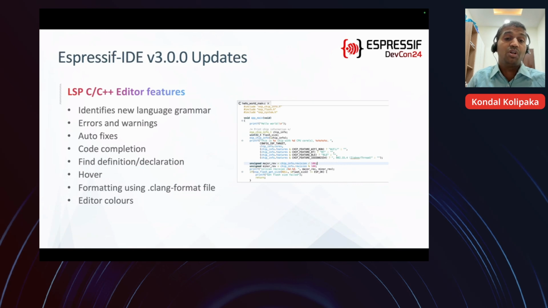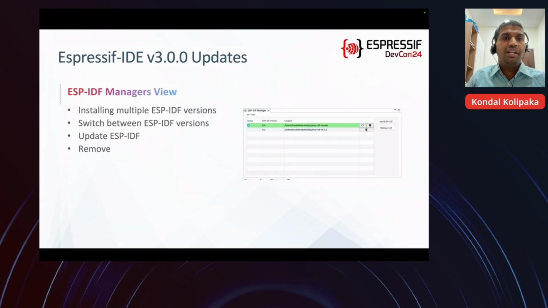So if the user wants to make any color changes for the code or the editor, this can be achieved using the Eclipse text editor preferences. Another important thing we did as part of the ESP-IDF Manager view is installing multiple versions. Earlier, when I was talking to multiple customers and users, they had a requirement for managing multiple ESP-IDF versions. So we have built this feature within the IDE itself.